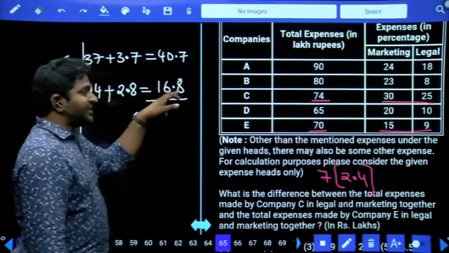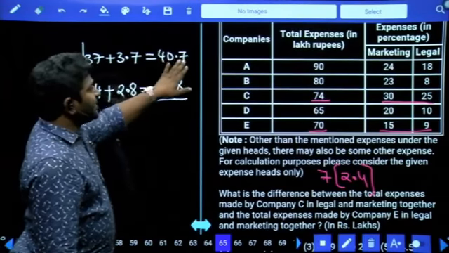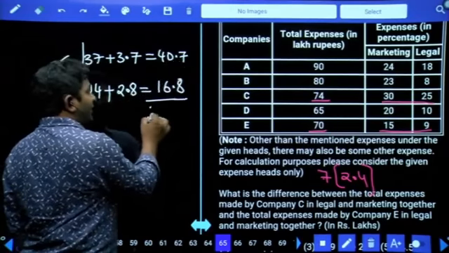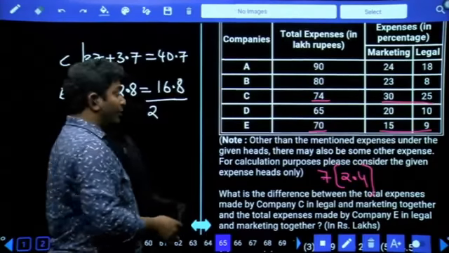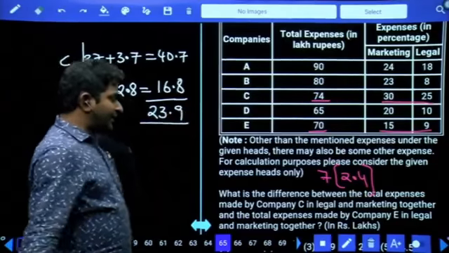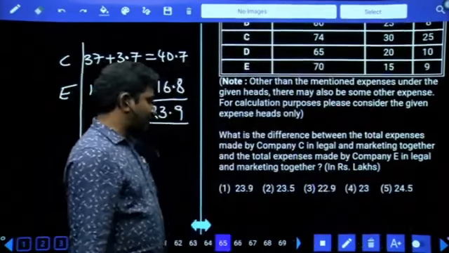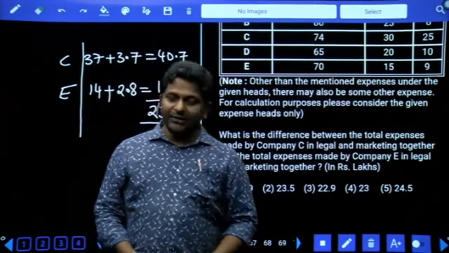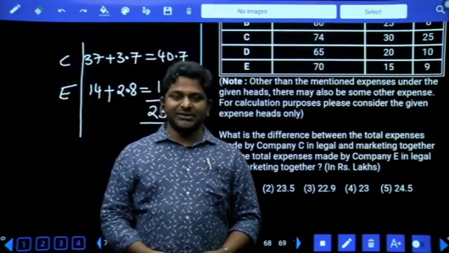First, let us subtract 16.7. 0.7 gets cancelled. 40 minus 16, 24. From 24, if you subtract 0.1, that will be 23.9. 23.9, that is our answer. 23.9, first option. So with this, we completed today's paper. We'll meet in next session. Thank you.